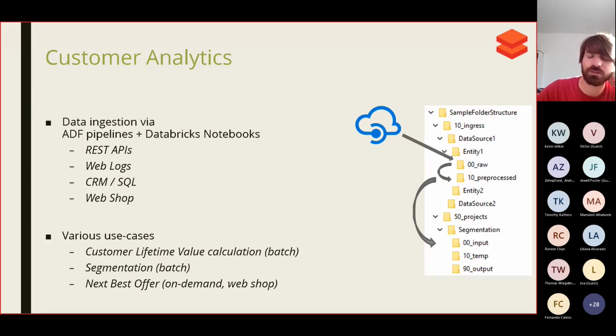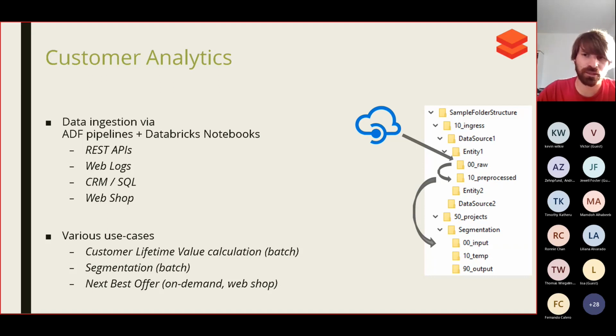So then we used Databricks, which gave us really good performance with also larger volumes of data, but also the flexibility to process semi-structured data. All the REST APIs are basically JSON results, and the web logs, as I said, are this huge and very wide table of logs. The SQL part and web shop part was pretty straightforward.